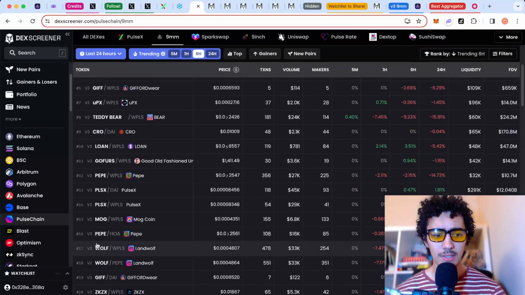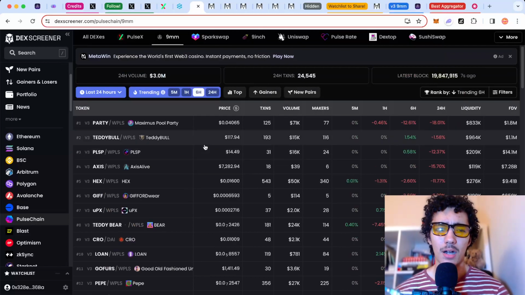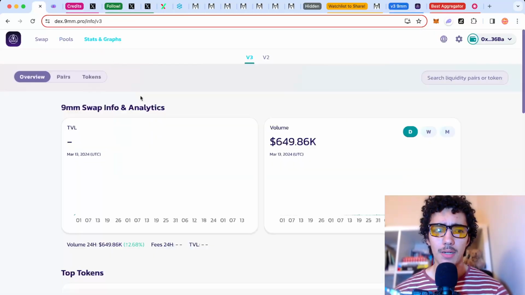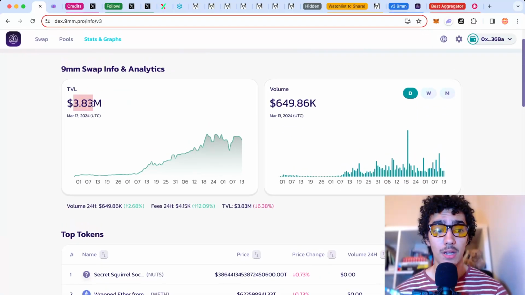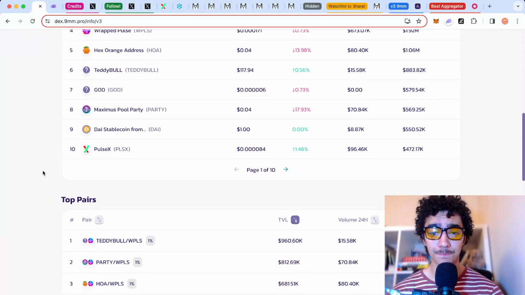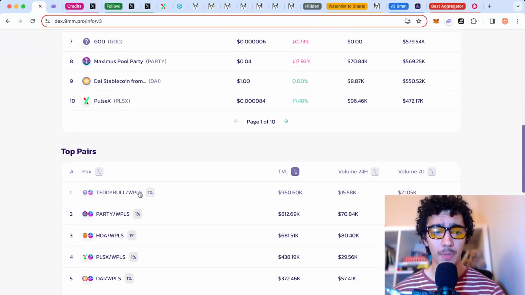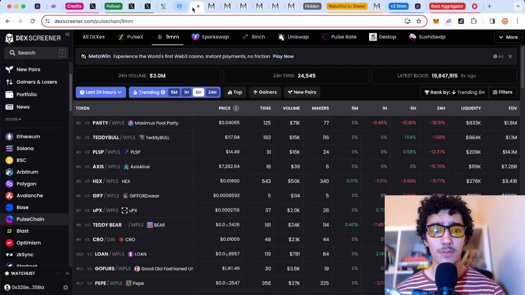Obviously, I don't want to enter version 2. Most of the liquidity pools in 9mm are version 3, I'm going to assume. You know, they're growing. The TVL is 3.8 million, which honestly is nothing when you compare to how big this can become. And it shows you all the pairs, top pairs, and stuff like that. Really great stuff. So, anyways, we go back to DexScreener.